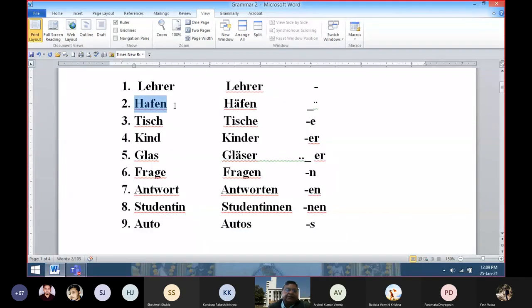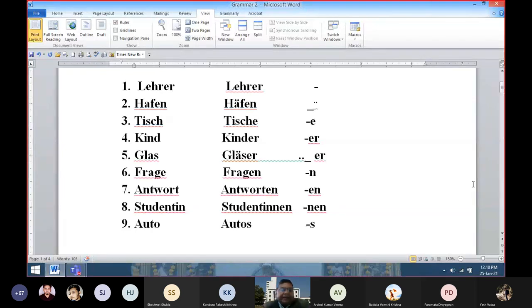Now let us see the second word, H-A-F-E-N, Hafen. What is the meaning of Hafen? Hafen means port, seaport, where ships go. Its plural form is Häfen. In some cases an umlaut is coming. As you know, we have three umlaut letters: ä, ö, ü. So here a is changed into a modified vowel, that means a becomes ä. This is the change. So Hafen becomes Häfen, ports. Here you put an umlaut, then it becomes plural.